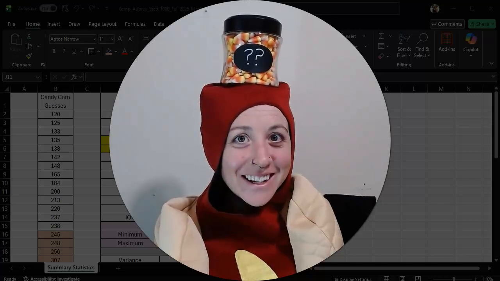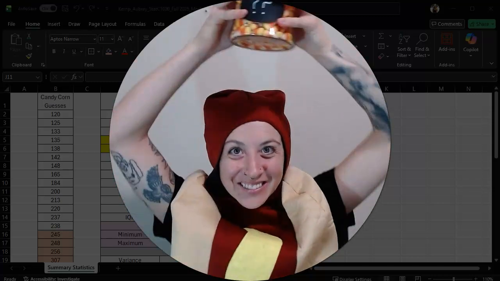I'm getting creative with how to include the candy corn jar in the shots.